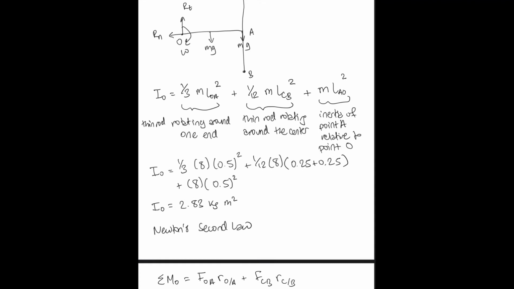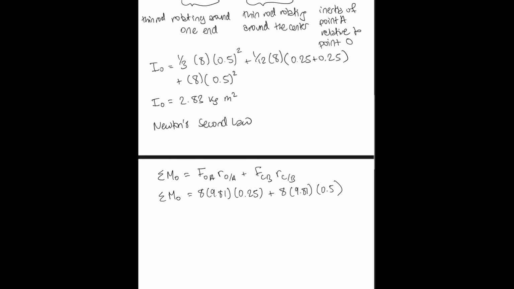So mg, 8 multiplied by 9.81 multiplied by the distance, which is 0.25, and then for the rod CB, we've got 8 multiplied by 9.81 multiplied by also 0.5, because that's the length from O to A. Give us a sum of moments equal to 58.86 Newton meters.